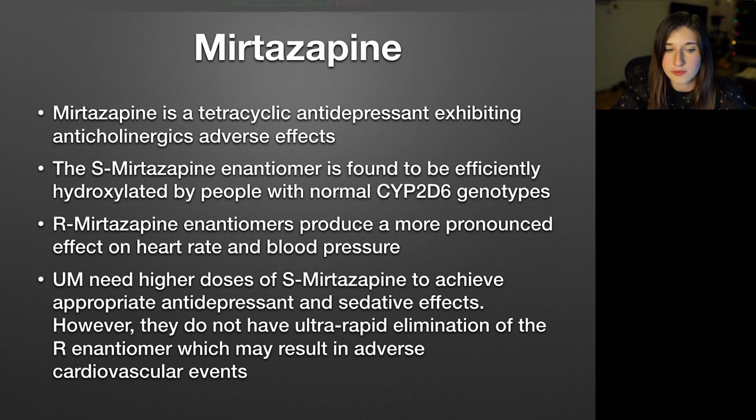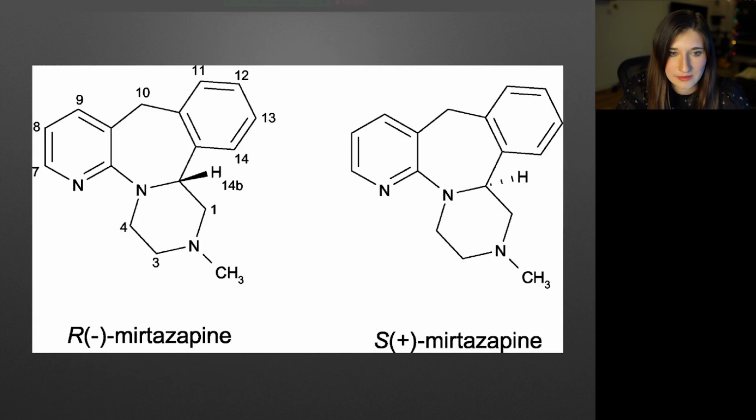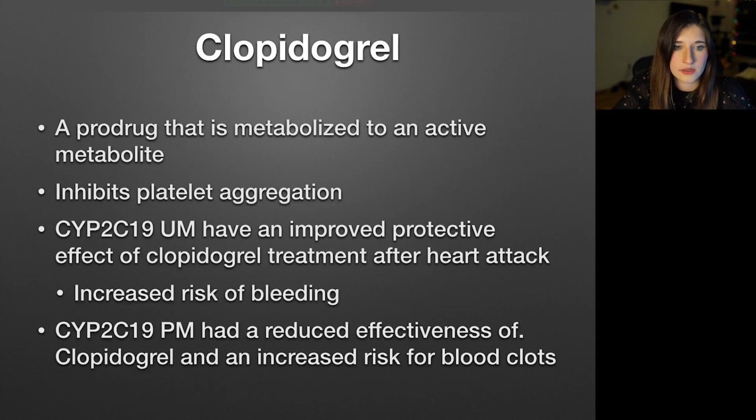I just think this is really interesting because it's essentially the same drug. It's just the enantiomers that are different, and they have such wildly different effects on the body because of this ultra rapid metabolizer and the need to really quickly eliminate all of that. I think this is a really cool chemistry, toxicology, genetics interface.